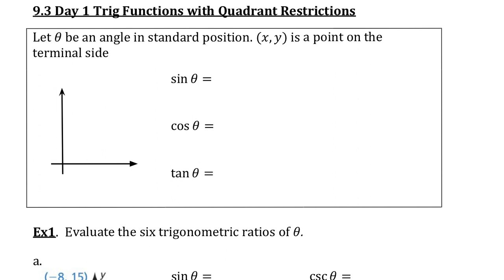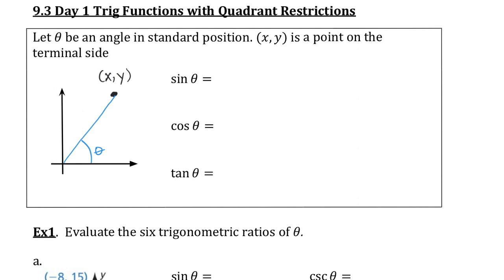Okay, so it says let theta be an angle in standard position. X, Y is a point on the terminal side. So let me pick a point that's going to be X, Y. I'm picking this randomly just to show you the numbers. It's my ordered pair X, Y. Theta is the angle in standard position. So I'm going to go ahead and draw. This is my terminal side. This is theta right here.